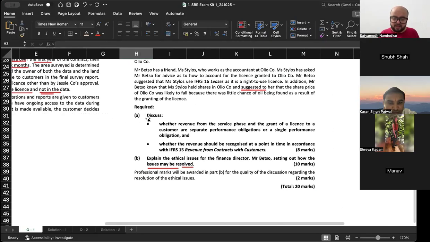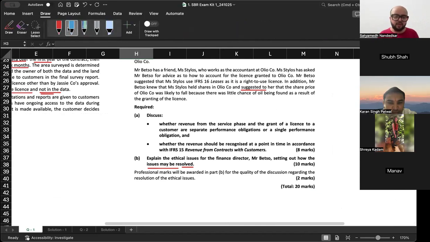Okay. Now, discuss whether revenue from the service phase and the grant of a license to a customer are separate performance obligations or a single performance obligation. This doesn't look like a question from ethics. Discuss whether the revenue should be recognized at a point in time in accordance with IFRS 15.